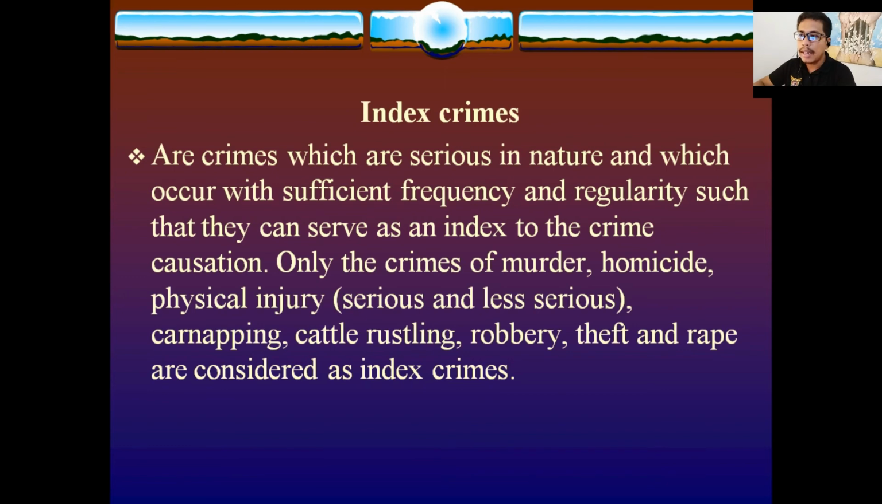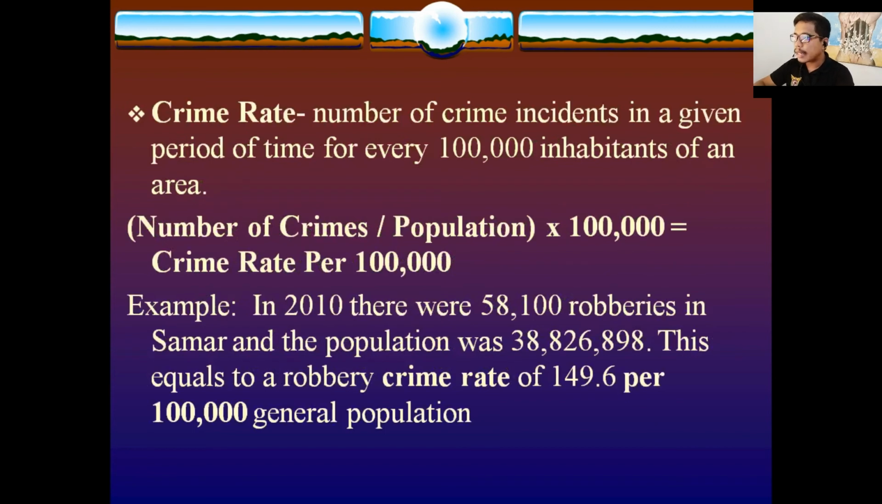How many crimes are under the index crimes? There are only 9. Okay? Next, aside from the index crimes, part of the police reporting would be the crime rate. By the way, where will you get the data on the index and the non-index crimes? The data can be located in the police blotter. If you go to the police station, the desk officer has on the table a blue book, a blue logbook that contains the blotter entry.